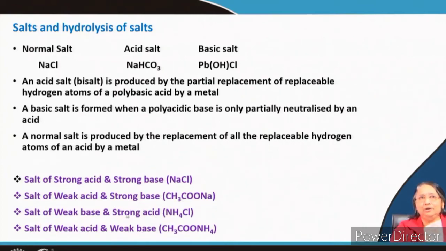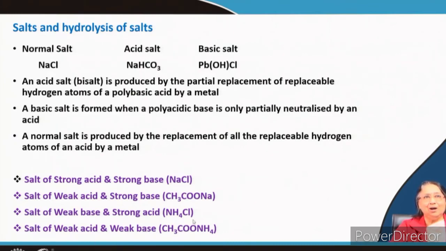There may be another type, for example ammonium chloride, which is produced from a weak base, ammonium hydroxide, and a strong acid, HCl. And lastly, the salt produced from a weak acid and a weak base, acetic acid and ammonium hydroxide. We all know that ammonium hydroxide is a weak base because it does not dissociate fully, and acetic acid is a weak acid, it does not dissociate fully. So, ammonium acetate or ammonium formate are salts produced from a weak acid and a weak base.